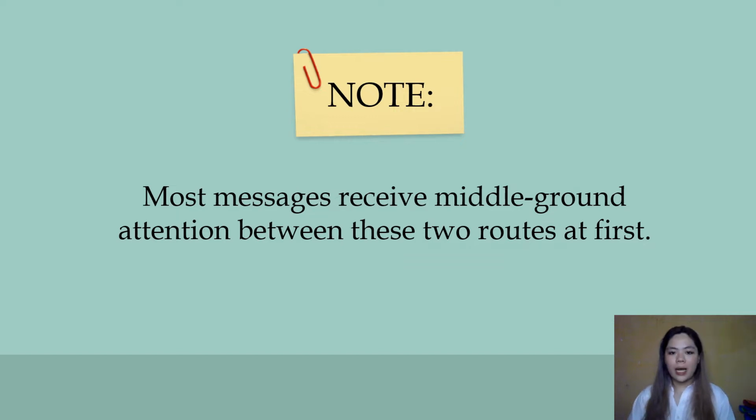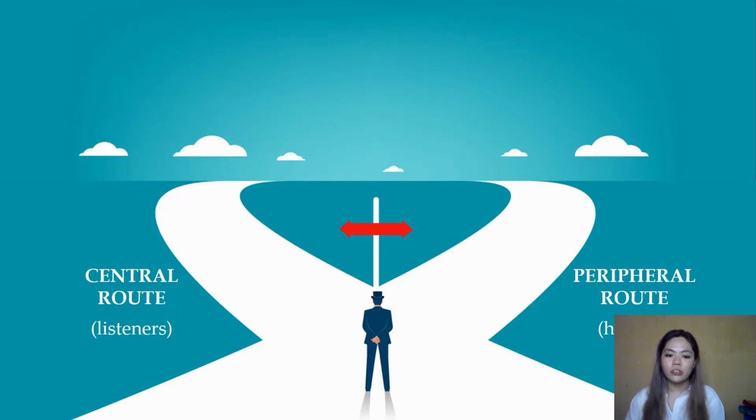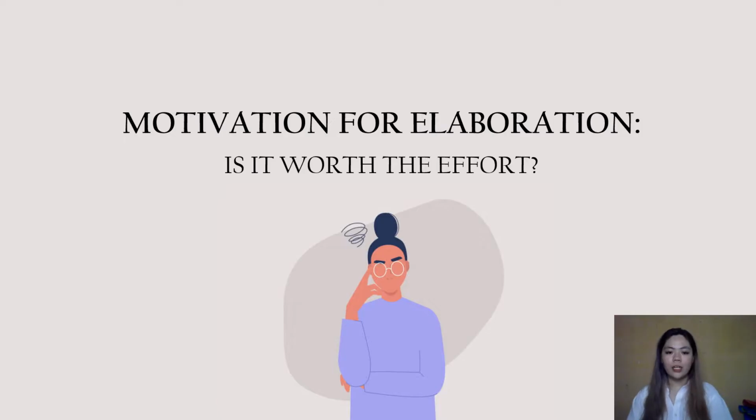Now, please note guys that most messages receive middle ground attention between these two routes at first. They will only diverge from the middle path as the thinkers go to the central route and the other listeners go to the peripheral route. Okay, moving on, let's now further discuss the central route.